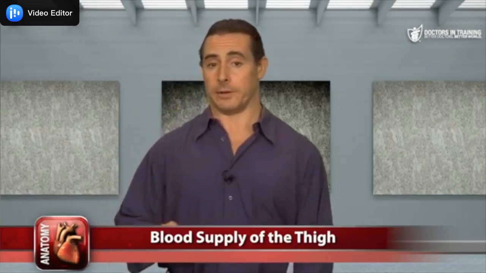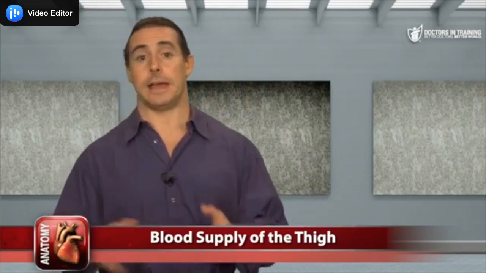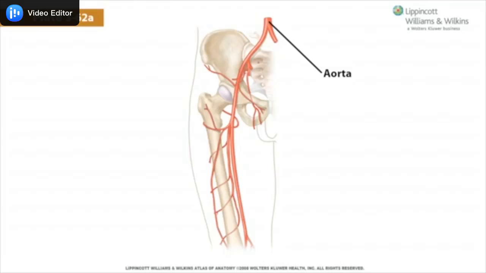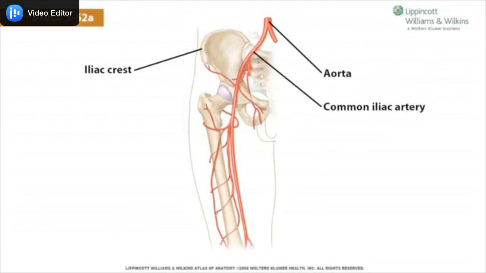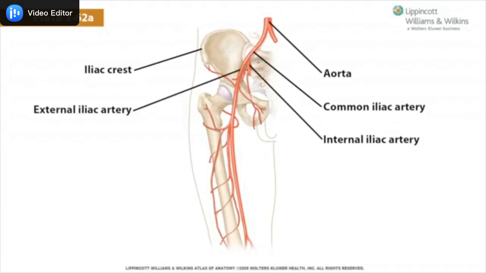The blood supply to the thigh may be traced by starting at the aorta. The aorta bifurcates at about the level of the fourth lumbar vertebra, which is at the level of the iliac crests, into the right and left common iliac arteries. Each common iliac artery bifurcates into an internal and an external iliac artery.